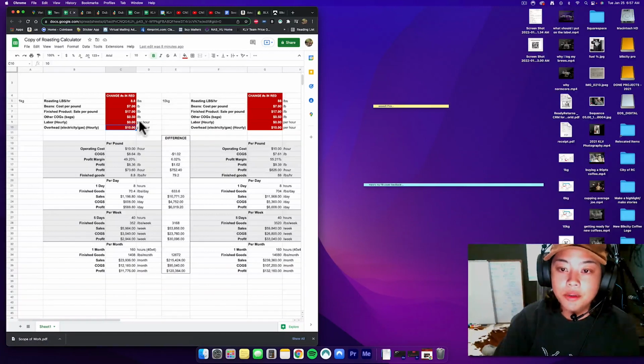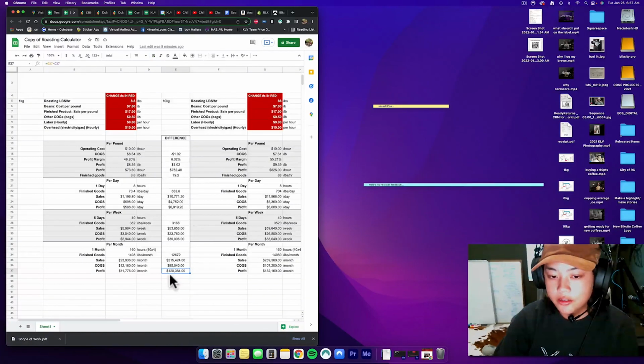And then I put all the same things, but say upgrading to a 10 kilogram roaster and putting 88 in there and then seeing what happens. So the difference is that at the end, I could potentially make 120K roasting on a 10 kilogram roaster full time. And then of course, selling at a certain amount, right?